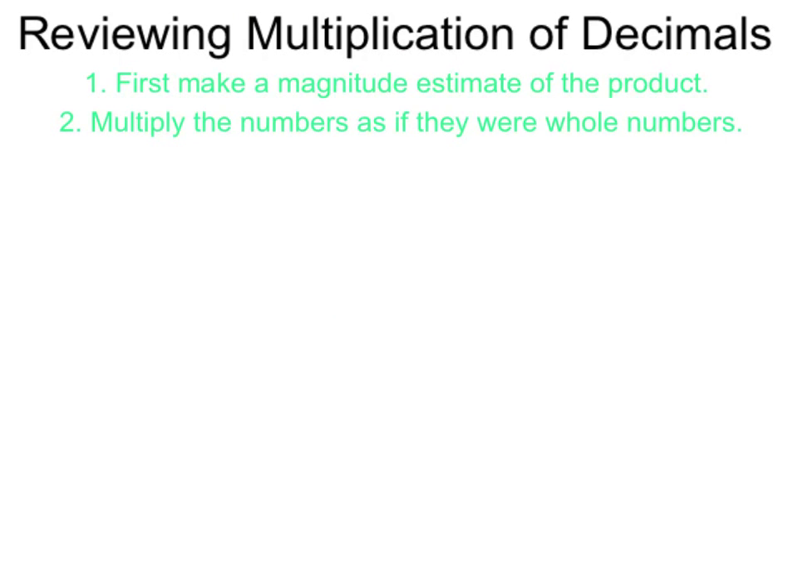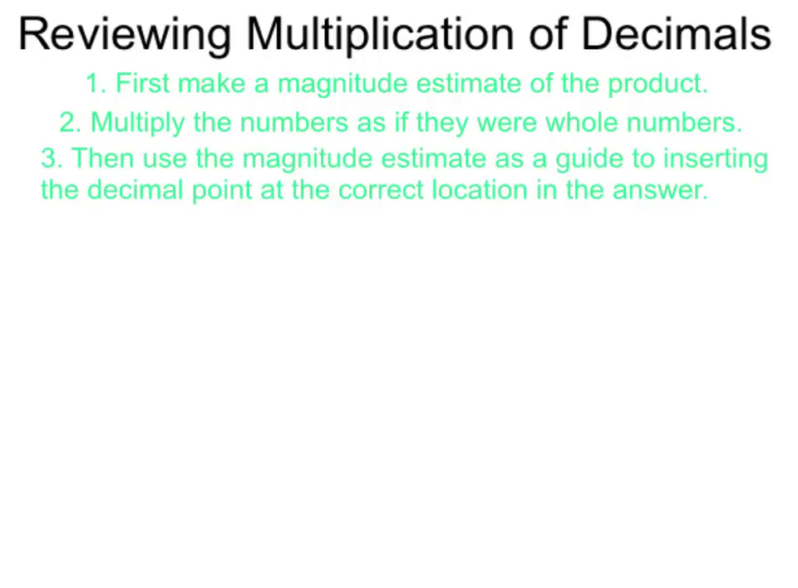Next, let's review multiplication of decimals. There are 3 main steps that we must follow when multiplying decimals. First, we need to make a magnitude estimate of the product. Second, we need to multiply the numbers as if they were whole numbers. Third and finally, use the magnitude estimate as a guide to inserting the decimal point at the correct location in the answer. Now let's look at an example that will help us understand this process.